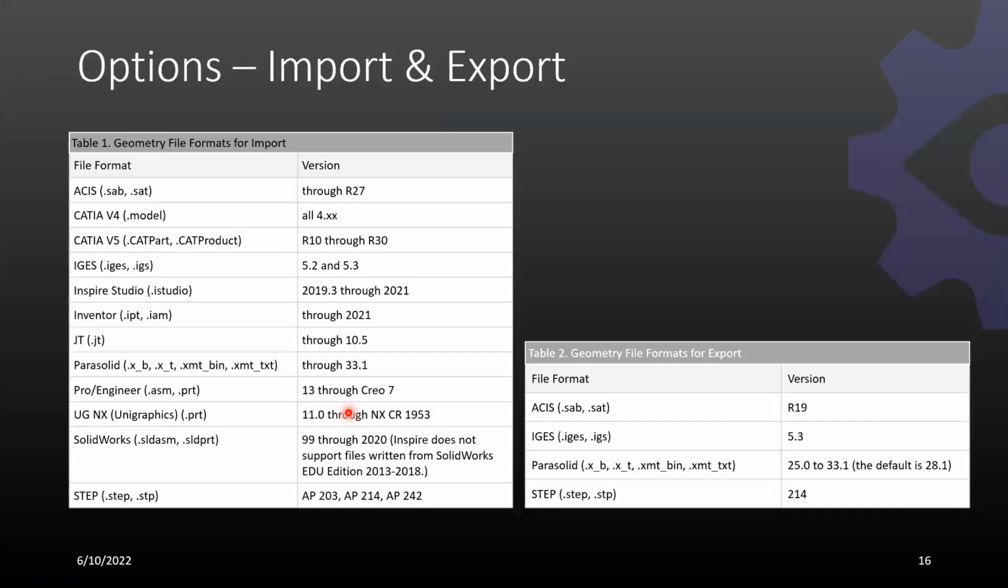So coming to the options. What kind of flexibility does Inspire Cast give the engineers? Number 1, importing geometries. Inspire Cast does not restrict the engineers to design in a specific software. You can import from all different softwares natively into Inspire Cast. In the same way, you can even export into different types of file formats and use them in other softwares as well.